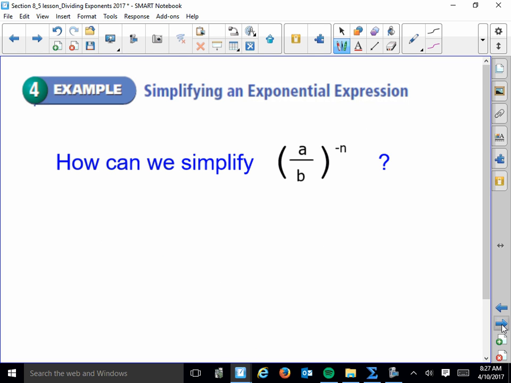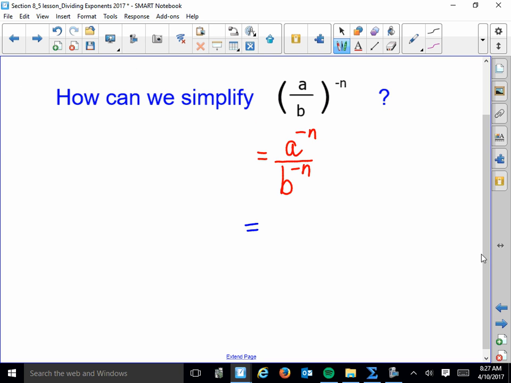All right, so I've got a question. How do we simplify a over b if we're raising it to a negative power? Well, what we would do here, I like to go ahead and apply the exponent first, and then using the property of negative exponents, the definition of a negative exponent, I know that each of these powers belong on the opposite side of the fraction.